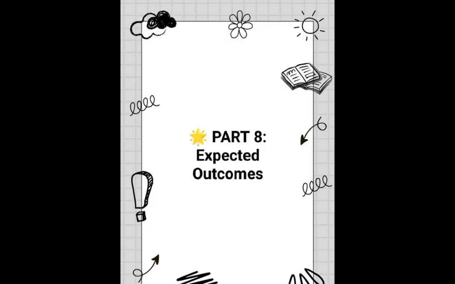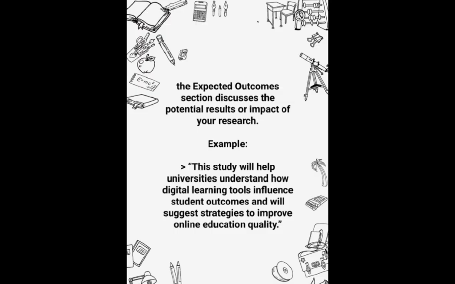Now, what will your research achieve? The expected outcomes section discusses the potential results or impact of your research. Let's take an example: This study will help universities to understand how digital learning tools influence students' outcomes and will suggest strategies to improve online education quality. That's how you connect your research to real-life, real-world benefits.